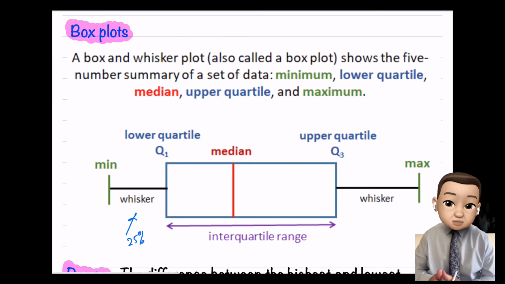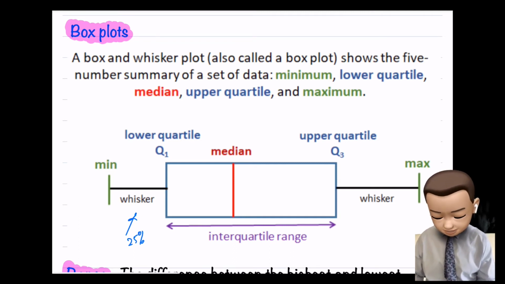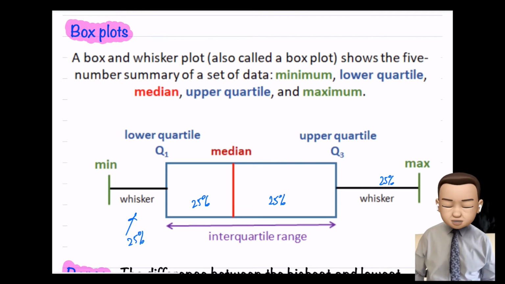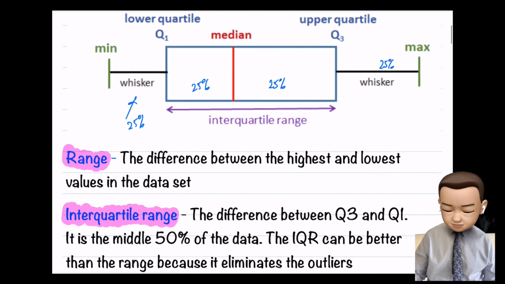25% of the scores, if we were talking about the scores in the upcoming math test, would be between the minimum and that lower quartile, which we call quartile 1, okay? And then the next bit would be 25% in there, 25% in there, and 25% in there, okay? So that's the fundamentals of what a box and whisker plot is, okay?